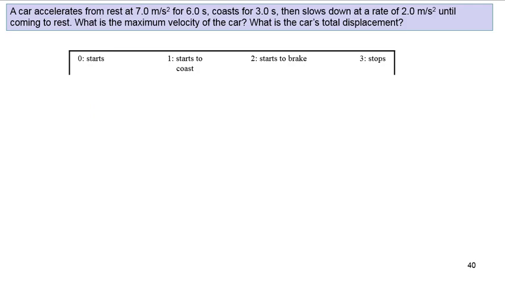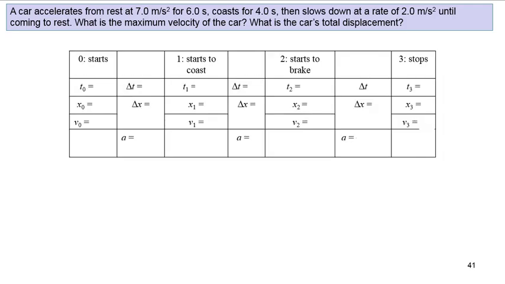So let's show our complete motion information table. Remember, my events are going across the top, and coming down, I have all the variables that apply to that event. So I have t0, that's the time when we start, x0, that's our position when the car starts, and v0 is the velocity when the car starts. Here I have t1, x1, and v1. Those correspond to those variables when the car starts to coast. Like what time is it when the car starts to coast? What's the x position? What's the velocity? Same for time 2, and then event 3.